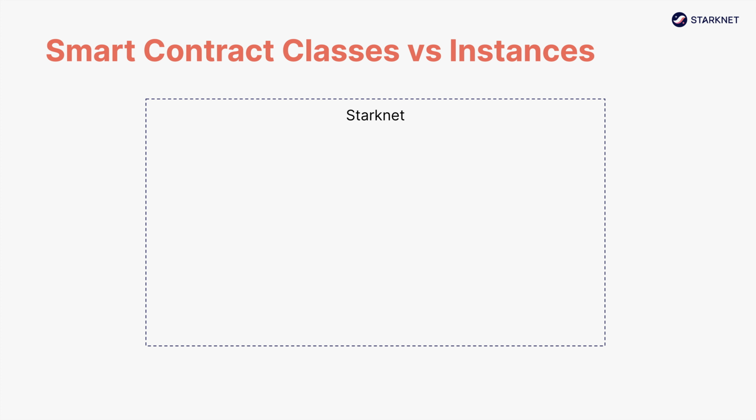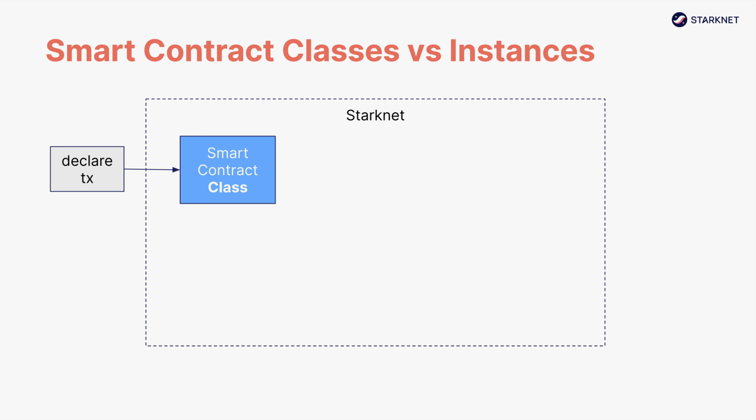On Starknet, what we normally call a smart contract is really the instance of a contract class that acts as its blueprint. Any new smart contract needs to be declared on the network in order to create a contract class. For this purpose, Starknet has a declare transaction that takes the Sierra code of your smart contract to create a contract class identified by its hash.